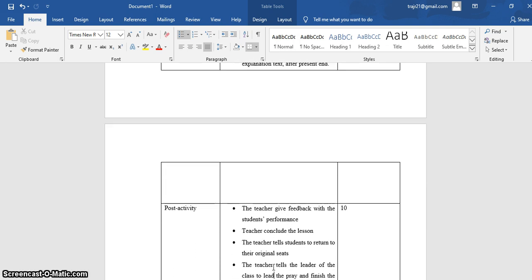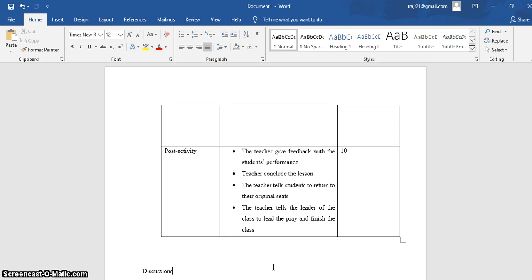Okay, the last one is the post-activity. In the post-activity, there are four activities, namely, the teacher gives feedback on the students' performance, and then the teacher concludes the lesson, and then the teacher tells students to return to their original seats. And the last activity is the teacher tells the leader of the class to lead the prayer and finish the class.